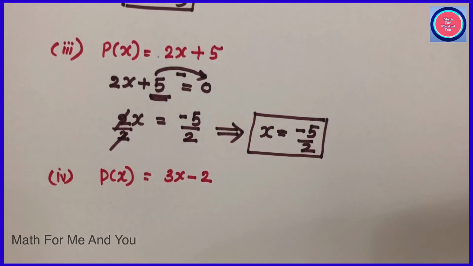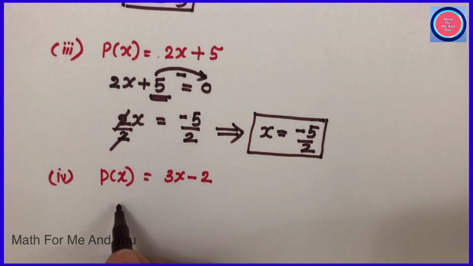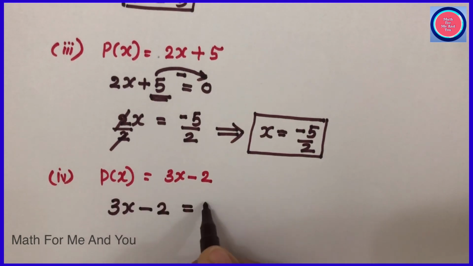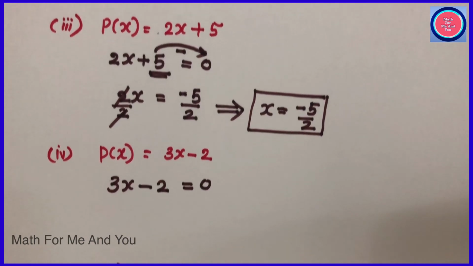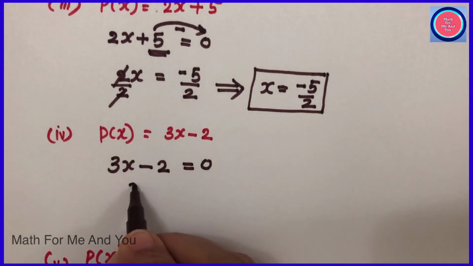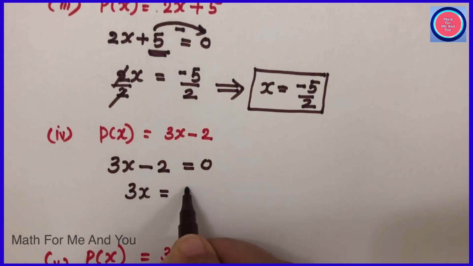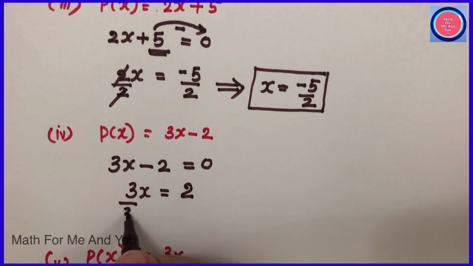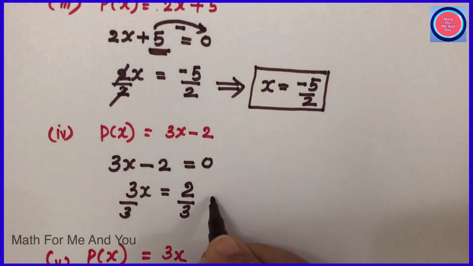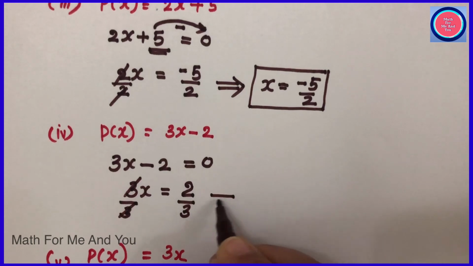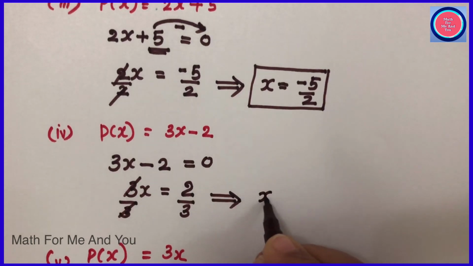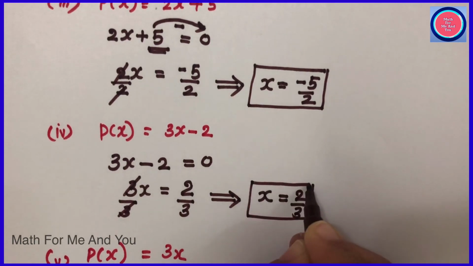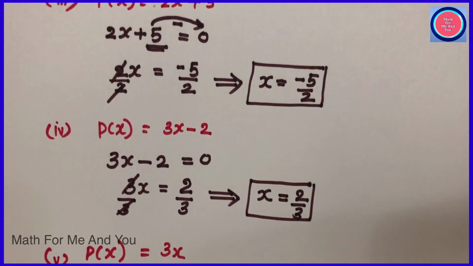Now we understand how to find the 0 of a polynomial. See the next one. How to find the 0? Yes, write the polynomial 3x minus 2 and equate it to 0. Then we keep the x term on the left side, 3x, and move the number to the right side. Minus 2 becomes plus 2. How to get the value of x? Divide throughout by 3. Then on the left side 3 and 3 cancel. Only x equals 2 over 3. This value is the 0 of the polynomial 3x minus 2.